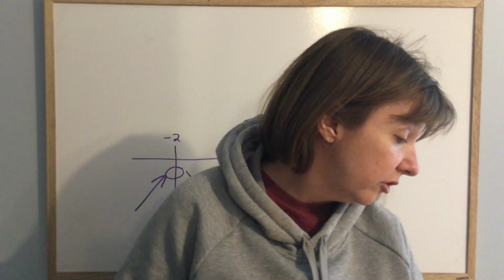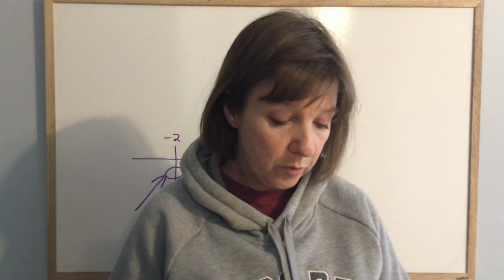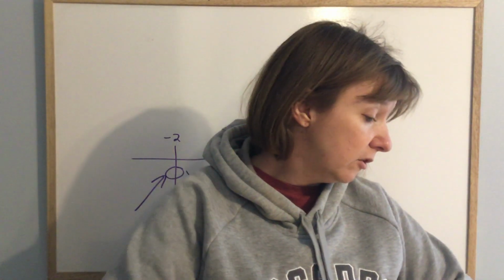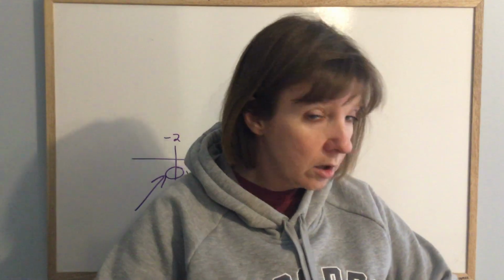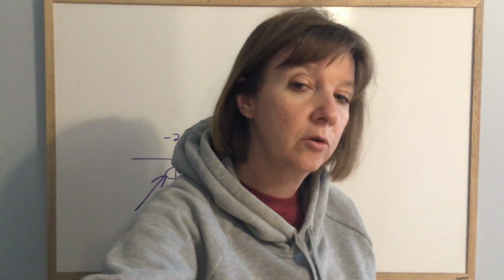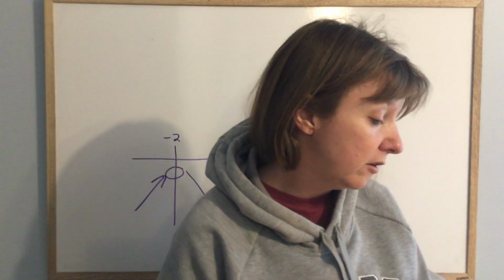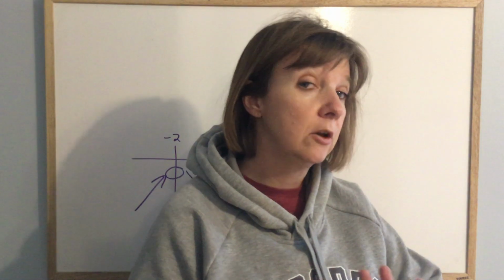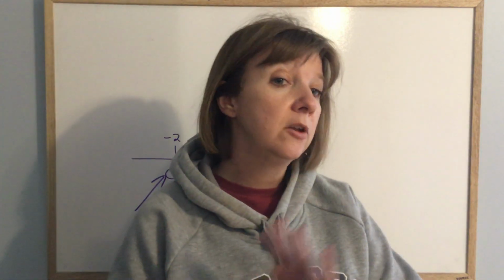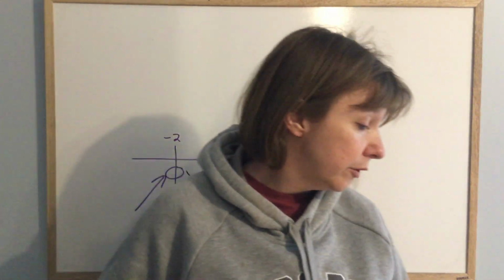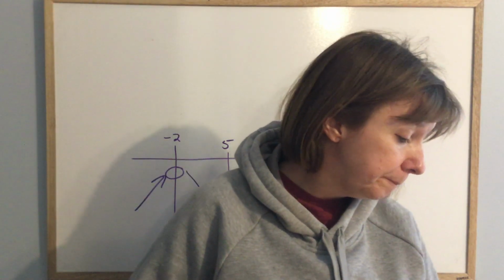Then in section 6.4, that's where we started talking about asymptotes. So in section 6.4, we talked about vertical asymptotes. Vertical asymptotes are just when you have a fraction, what value of x would make the denominator 0? That's where your vertical asymptote would be.